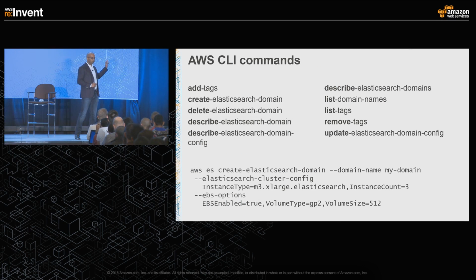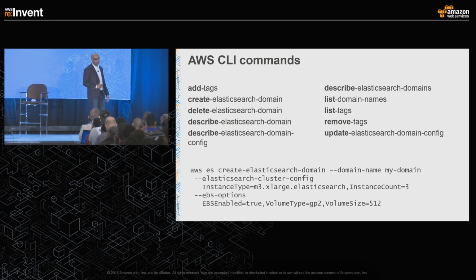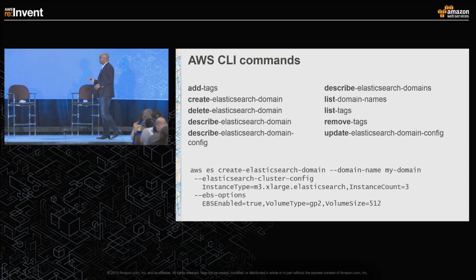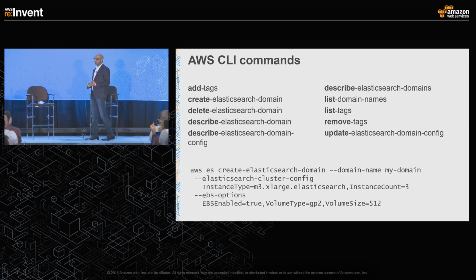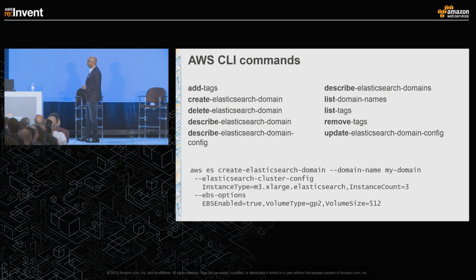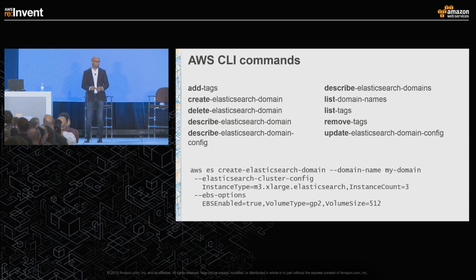So that was the UI, and this is a look at all of the APIs that we offer from a configuration standpoint. As you can see, it's super simple. You have create domain, update domain, delete domain, or describe domain, so those are the four actions that you can perform on the domain itself.